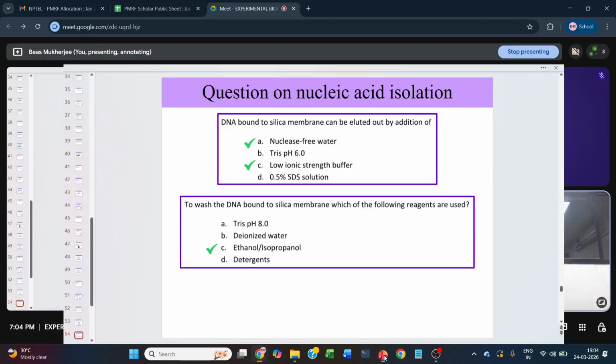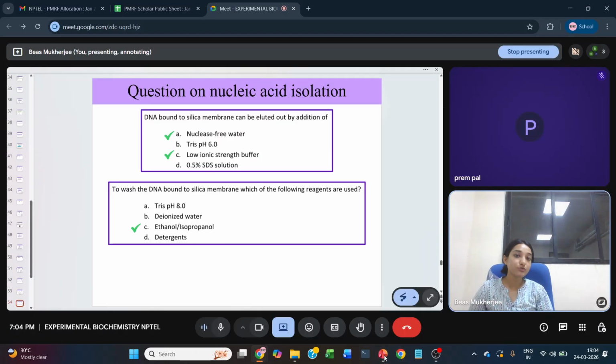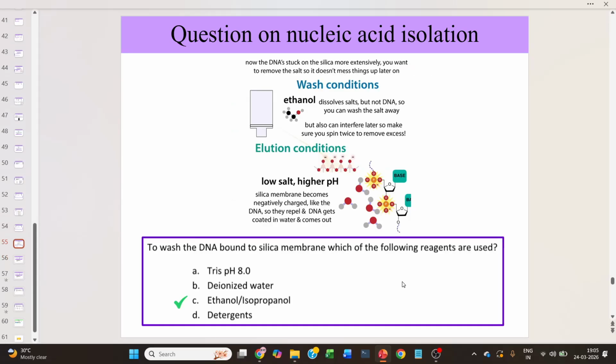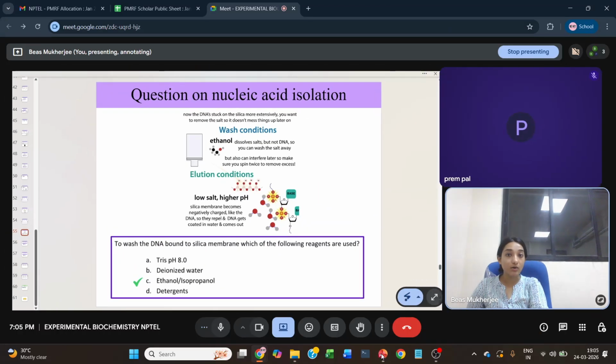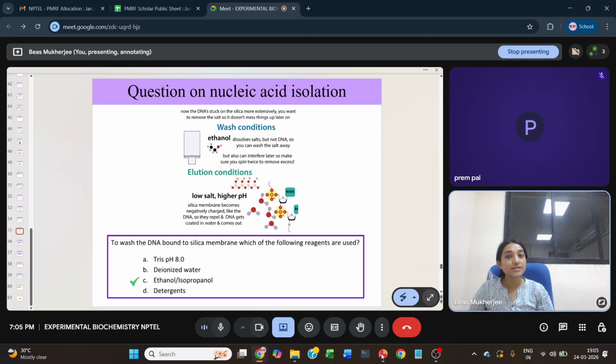Now, the next one, ethanol and isopropanol are used for washing. So when you wash, what happens? It gets precipitated. DNA gets precipitated and then only the pure DNA is there. And then when you elute it, it once again solubilizes and gets eluted. Correct? Right. Now the DNA is stuck on the silica more extensively. You want to remove the salt so that it doesn't mess up things later on.